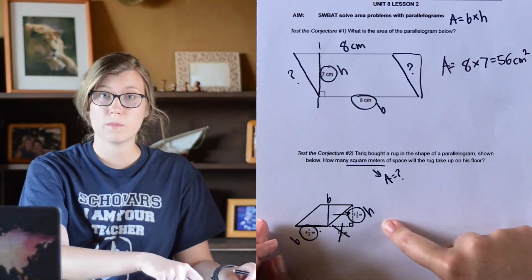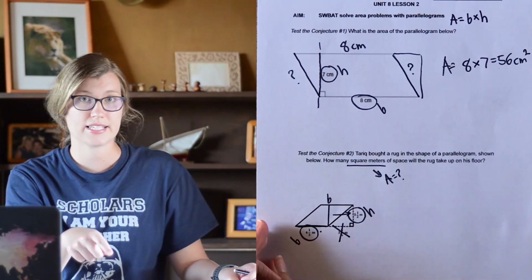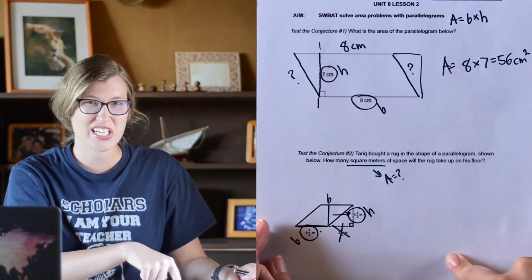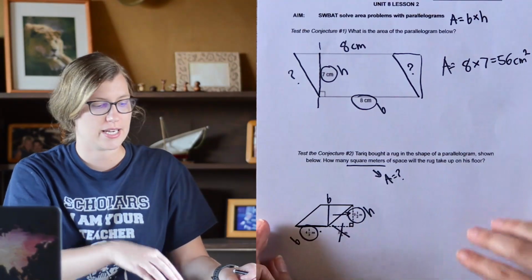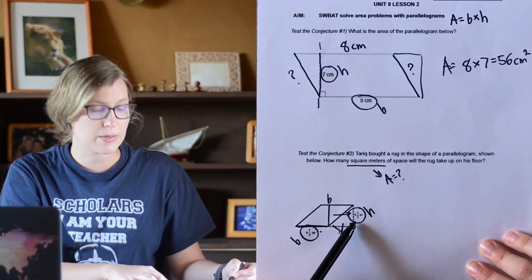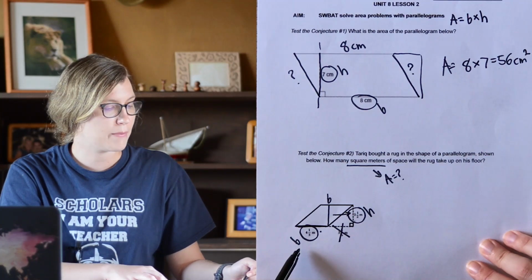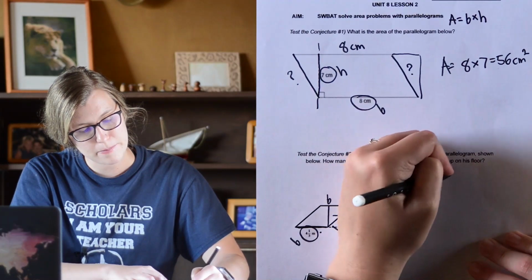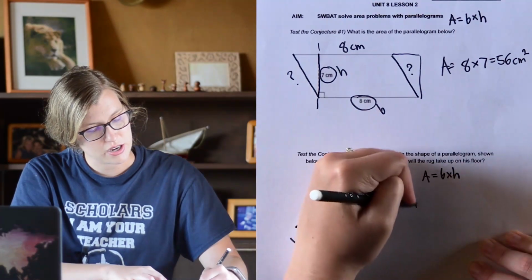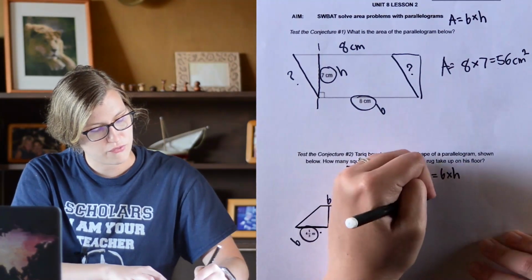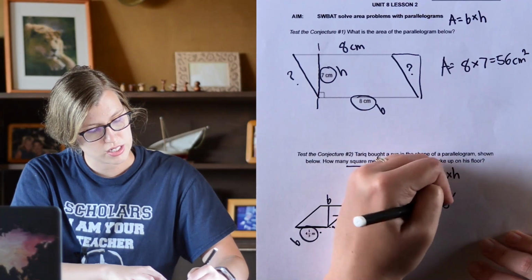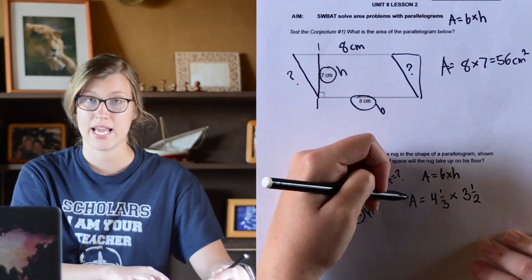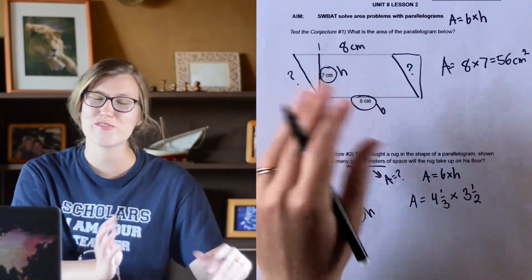This problem number 2 is really going to help you in your exit ticket. So if you're not sure what numbers to use in your exit ticket, come back here and look at your notes. Look which numbers you used here. So I'm using this number as my height and this number as my base. So if my area equals base times height, then I know that 4 1/3 times 3 1/2 is going to be my area. Now we're going to review a little bit.